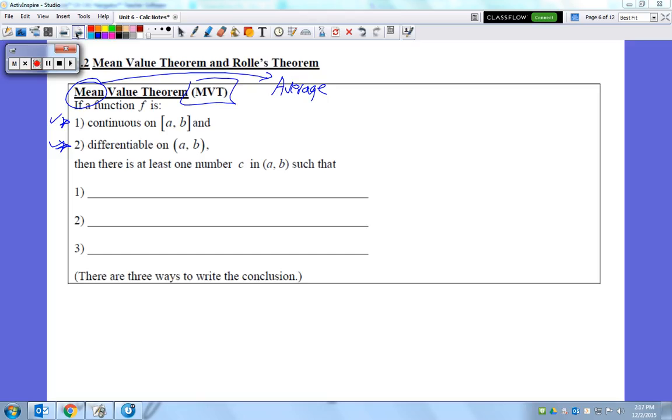Now, if I'm looking for some value c, the mean value theorem is saying the average rate of change is going to equal something called the instantaneous rate of change. Okay? So I'm going to put secant slope is equal to the tangent slope. What could the equation be? And I can write it 3 different ways. You'll come up with an equation. Let's come up with the tangent slope. How can I write the tangent slope on what it's asking?